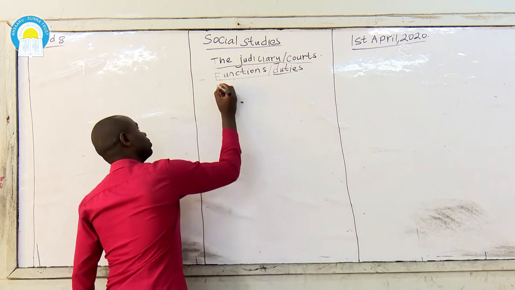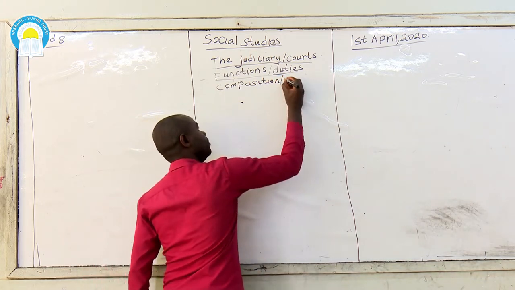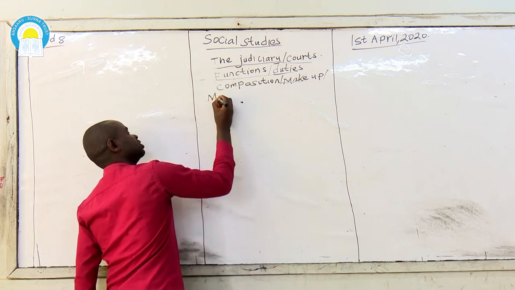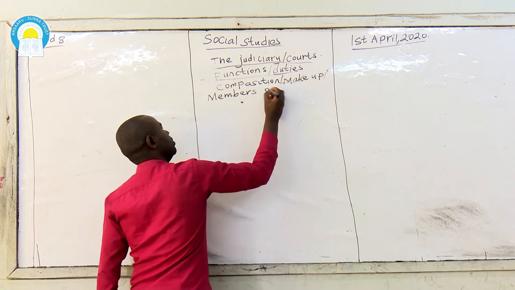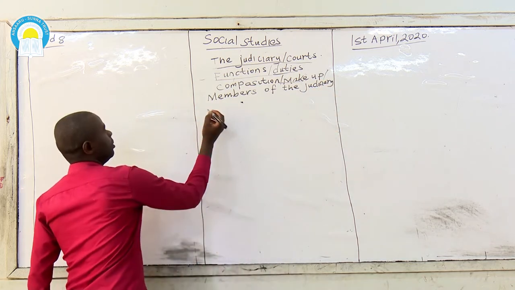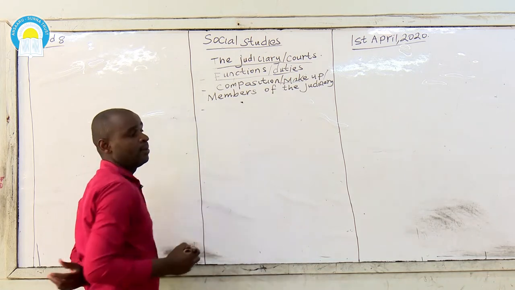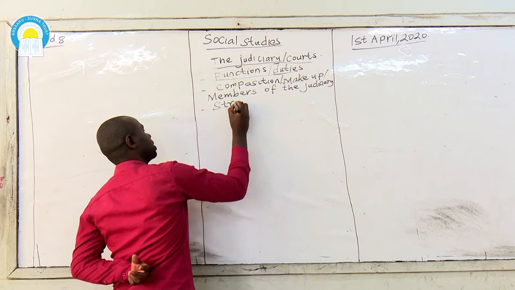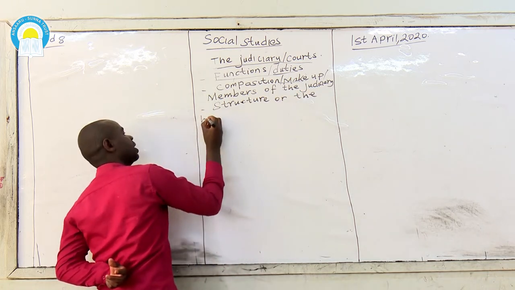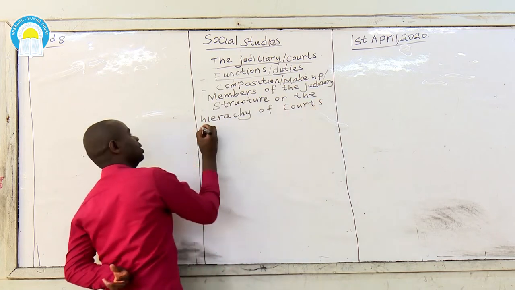Then we shall look at the composition. That is the composition, which is the same as the makeup, or the members who make up the judiciary. Then, lastly, for today, we shall also be looking at the structure, or the hierarchy, the structure or the hierarchy of courts in Kenya.